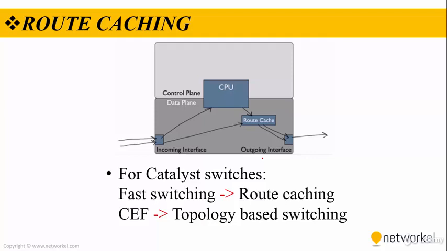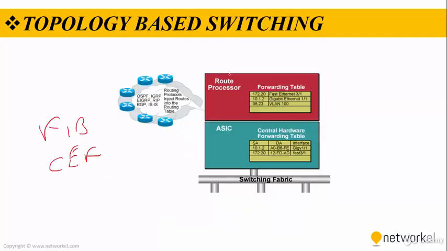For Catalyst switches, fast switching is referred to as route caching and CEF is referred to as topology-based switching. The information in the topology-based switching routing table is used to populate the route cache independently of traffic flow. This generated route cache is called FIB, and the FIB creation tool is CEF, Cisco Express Forwarding.